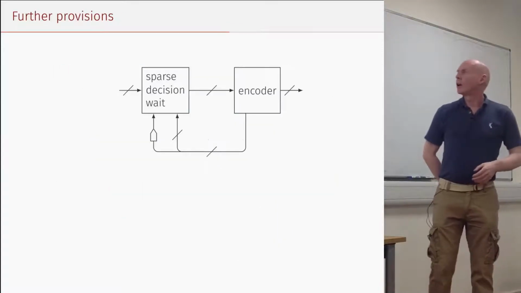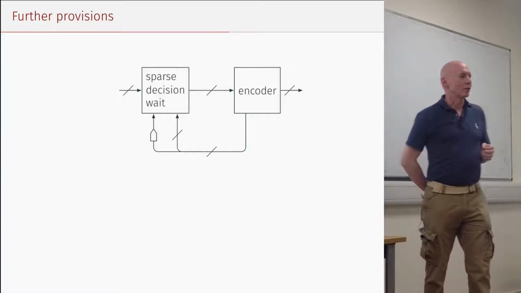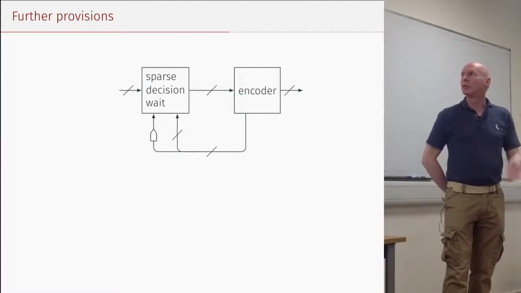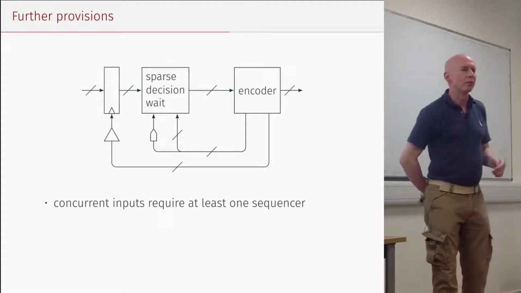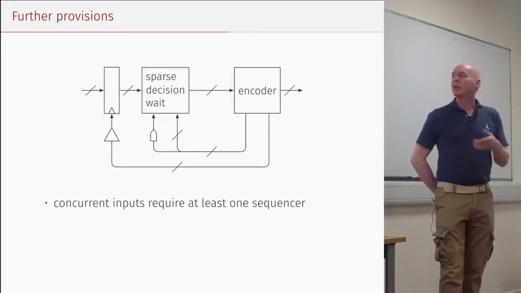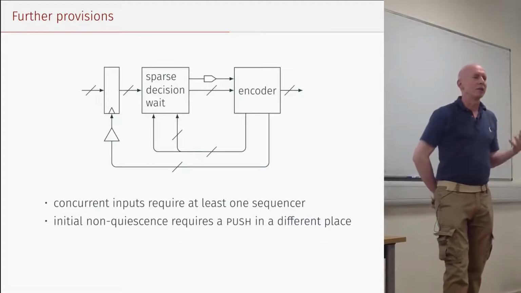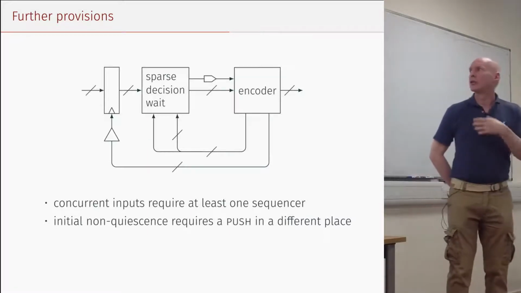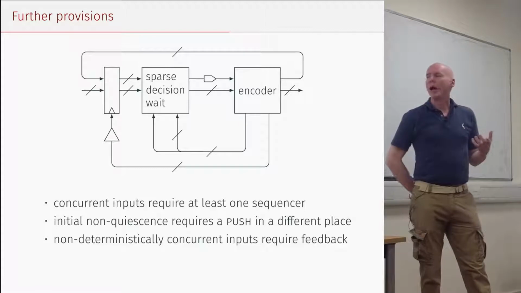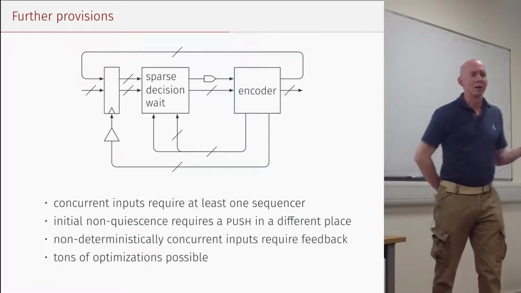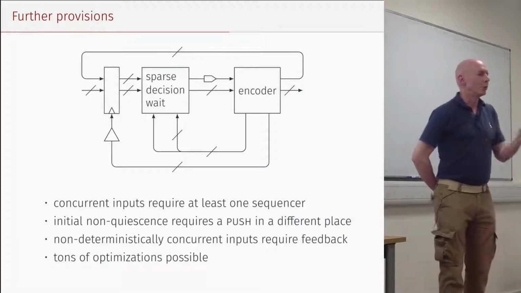You can get pretty far just by knowing this trick, but it doesn't cover everything. If your specification allows concurrent inputs, then you'll need a sequencer on the front end. If it is not initially quiescent, then the push moves over to there. If it has non-deterministically concurrent inputs, then you'll need this extra feedback path. And there are loads of optimizations you can do on top of this that I won't have time to talk about.